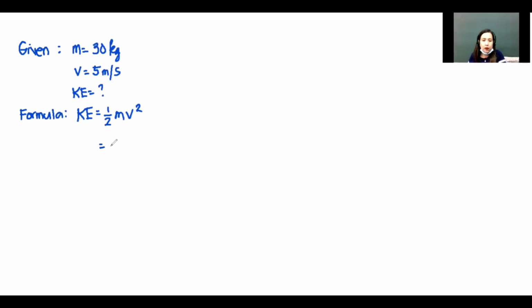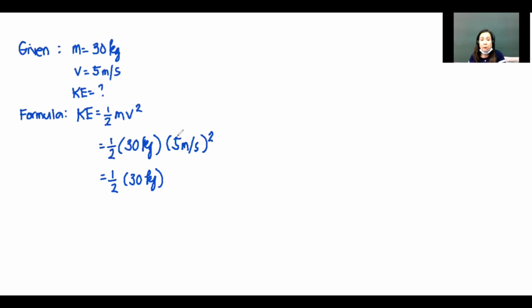So please bring down 1/2. Then let's proceed to substitution. Mass is 30 kilograms, and the velocity is 5 meters per second, and there is a square. The first thing you need to settle is the velocity, because there is a square. So please copy the 1/2 first and then bring down 30 kilograms. We need to settle this one first.